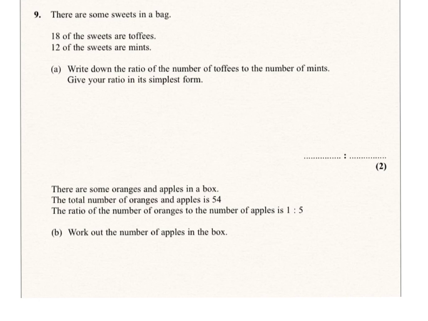Final question then in this practice test. First of all, we've got 18 of the sweets are toffee, 12 of the sweets are mince. Write down the ratio of toffees to mince in the simplest form. Well, to start with, we've got 18 to 12, but we should realise dividing each number by 6 will get the simplified ratio of 3 to 2.